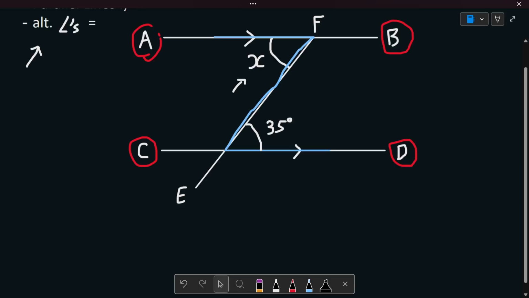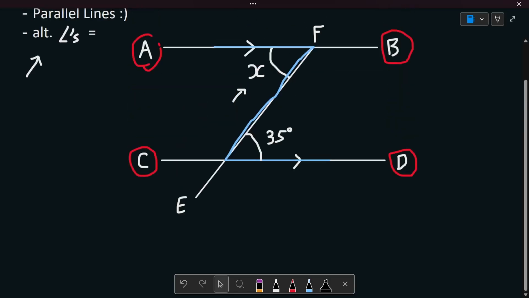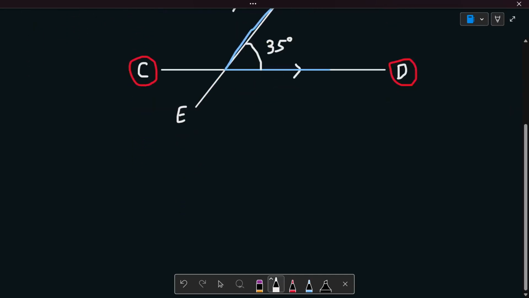Okay, so let's do the example over here. We have X and we want to find X. So we're going to say X is equal to 35 degrees. And why is it equal to 35 degrees? Remember, we have to have a reason. This is how we're going to write down our reason, and I'm not going to cut the video for this one. We are going to write the following.